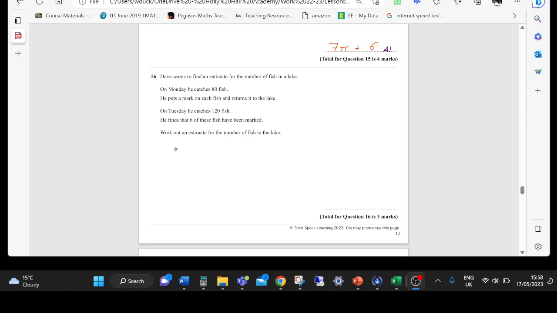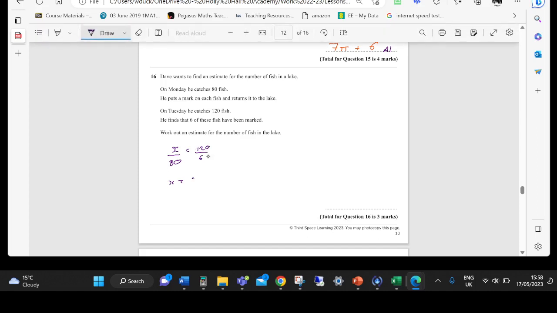So I tend to do this as a fraction. So out of the entire population, 80 is a quarter. And I know normally we'd have the fraction the other way around, but it just helps me in terms of the working out. On Tuesday, he catches 120 fish, 6 of which were marked, so that's going to be equivalent to 120 over 6. So x is going to be equal to, and this is why it just saves me a step when I'm simplifying.